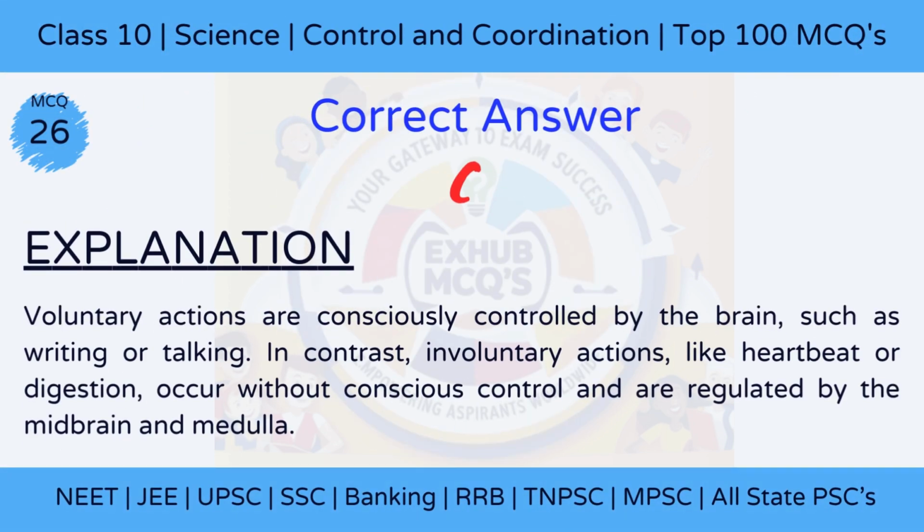The correct answer is option C, voluntary actions are controlled by the brain. Explanation: voluntary actions are consciously controlled by the brain, such as writing or talking. In contrast, involuntary actions, like heartbeat or digestion, occur without conscious control and are regulated by the midbrain and medulla.